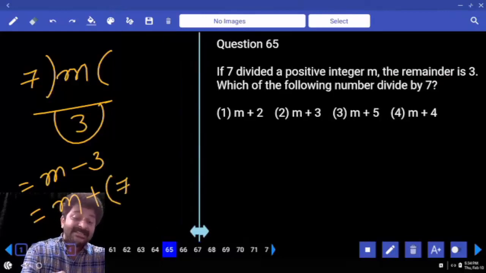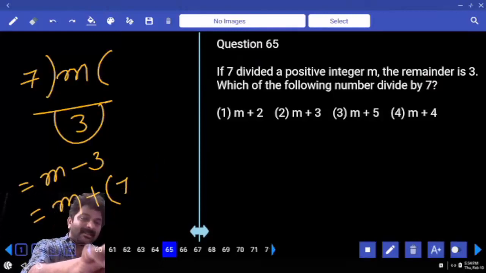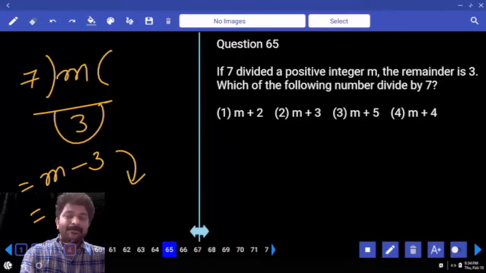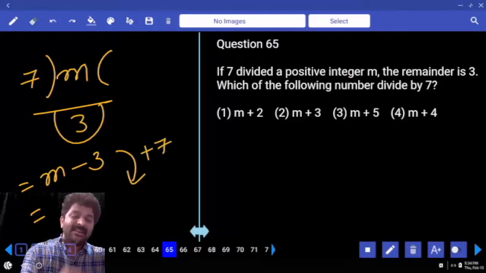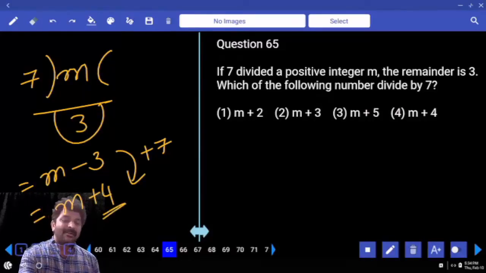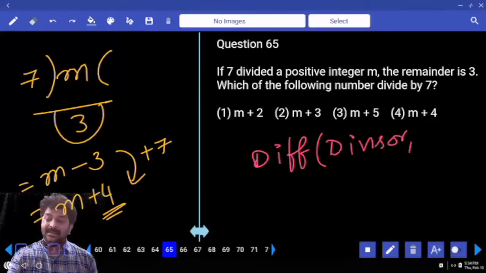Difference between divisor and the remainder. This is what you are supposed to add. Understood? If you are sure that m minus 3 is divisible by 7, to make it the next 7 multiple, you just need to add 7, right? Then the value becomes m plus 4 only. That's the fourth option answer. How does 4 come? Difference between divisor and the remainder.